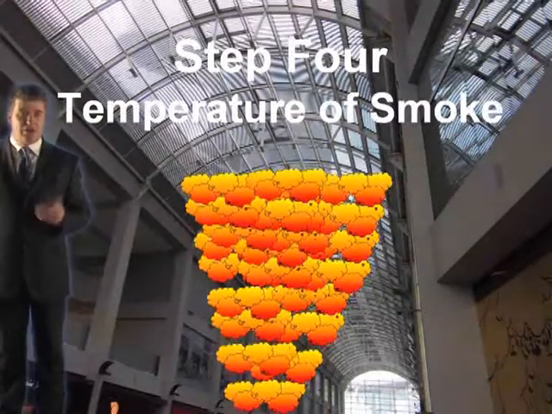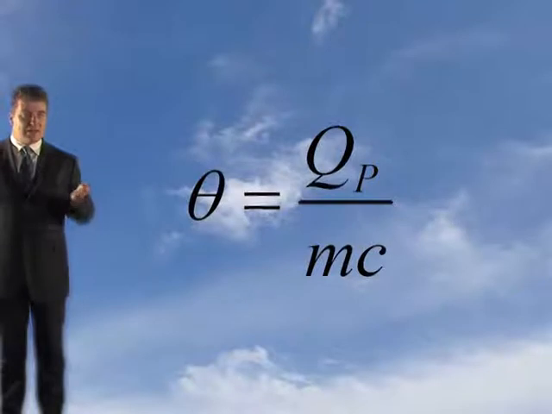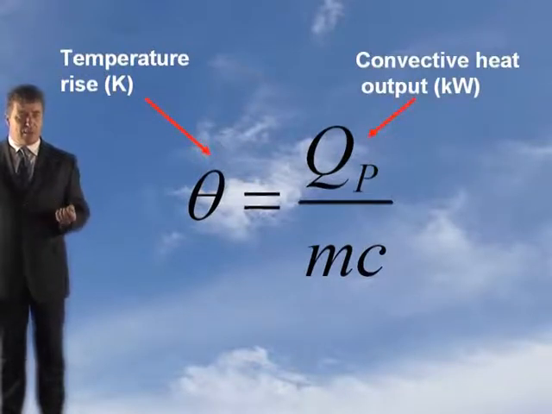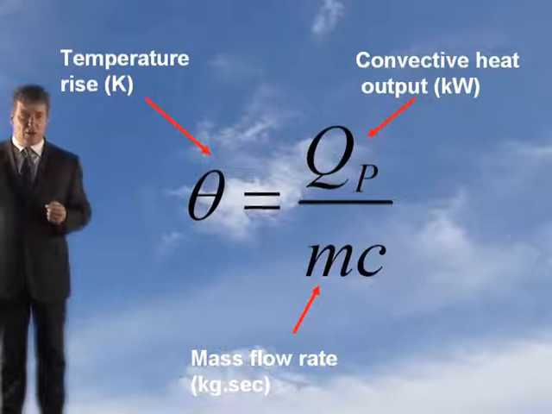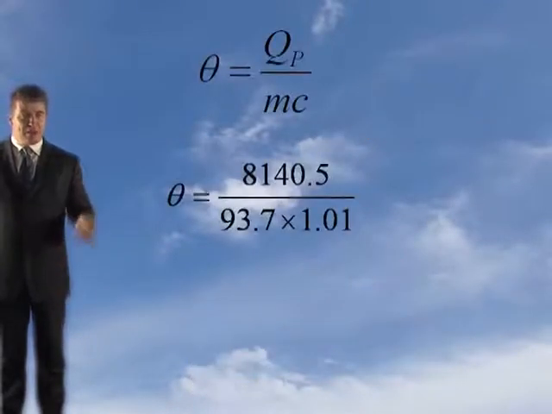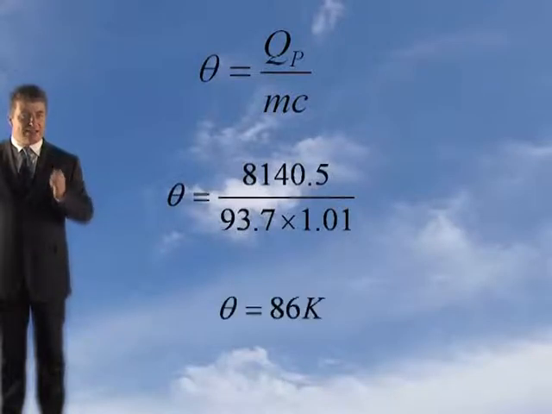Let's move on to step 4 using this formula to work out the temperature of the smoke using theta equals QP divided by MC, where theta is your temperature rise, your QP is your convective heat output in kilowatts, M was your mass flow rate of smoke, and your C is your specific heat capacity of air. If you'd have put them in, you should have got a theta value of 86 degrees Kelvin. That's what you should have got.